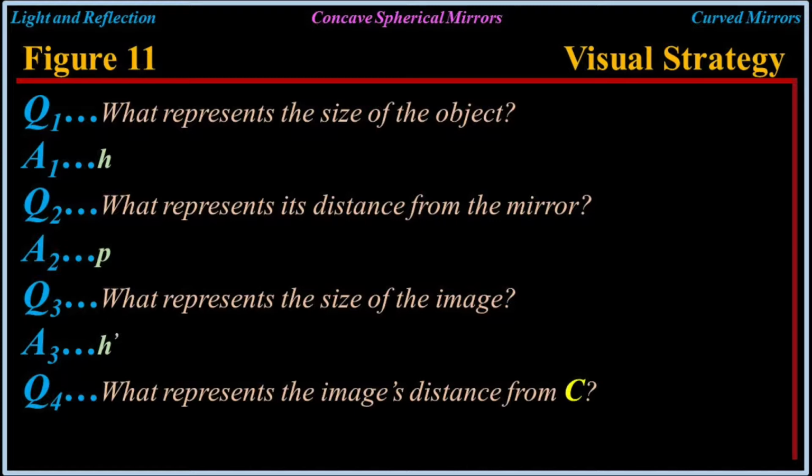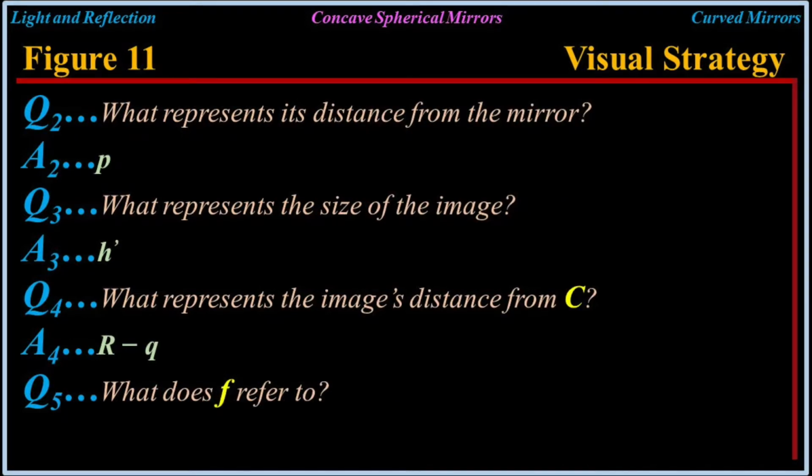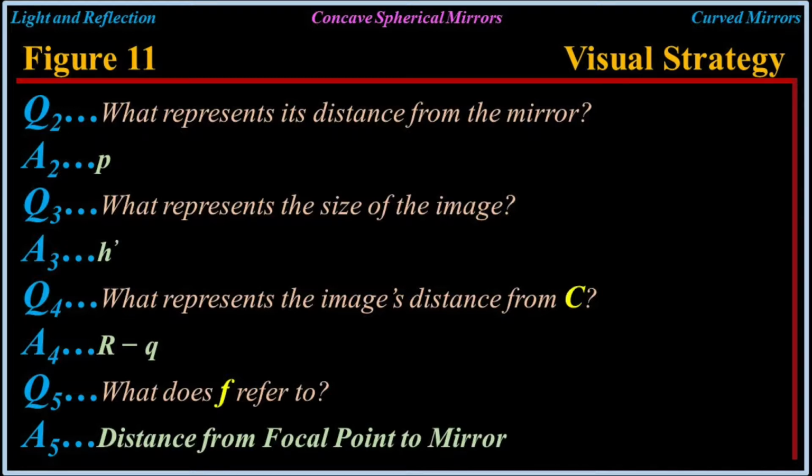What represents the image's distance from C? R minus Q. So R is the radius of curvature, and then minus Q. What does F refer to? That's the focal length. The distance from the focal point to the mirror.